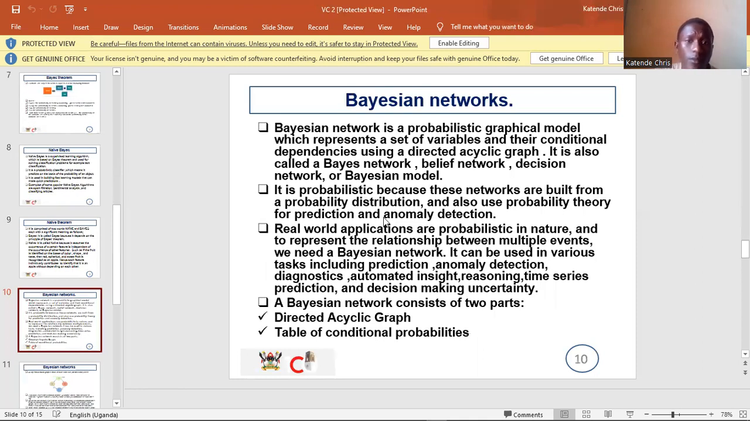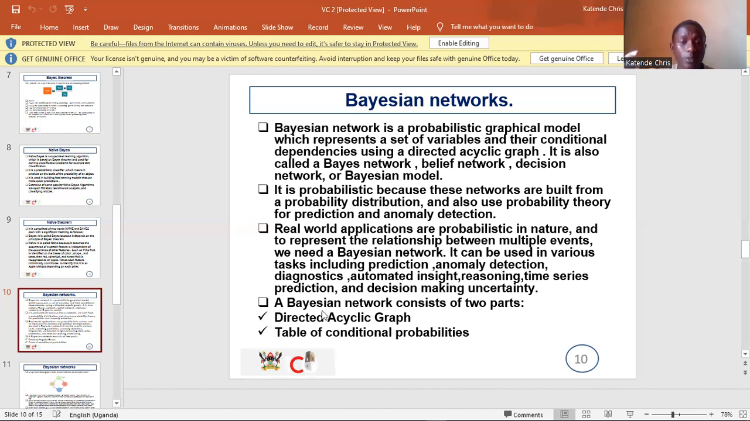So Bayesian networks. A Bayesian network is a probabilistic graphical model which represents a set of variables and their conditional dependencies using a directed acyclic graph. It is probabilistic because these networks are built from probability distributions and also use probability theory for prediction and anomaly detection. Real-world applications include various tasks like prediction, anomaly detection, diagnostics, automated insights, and many others.